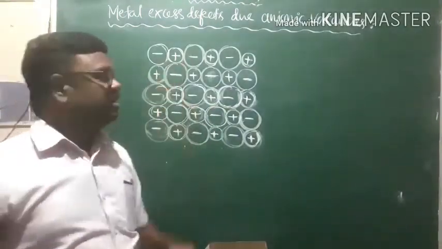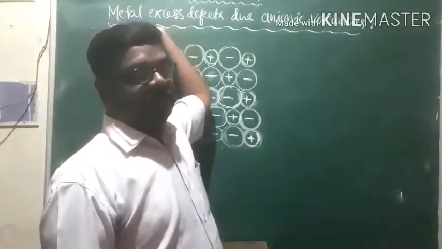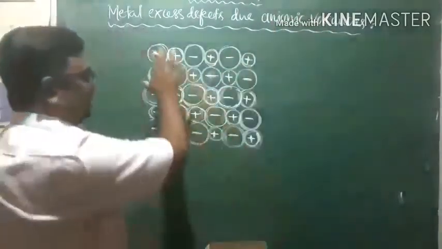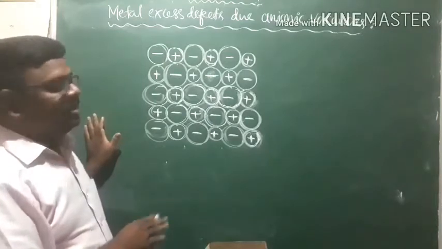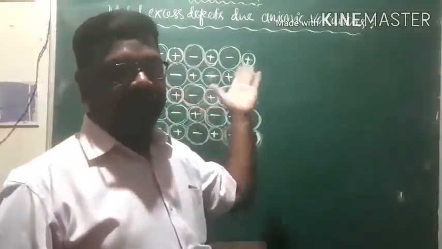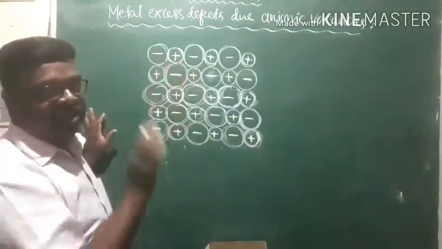Just for convincing purposes in this discussion of metal excess defects due to anionic vacancies, I have selected this lattice of sodium chloride. This is not the exact model of the sodium chloride lattice. Now, this is sodium chloride, containing Na plus ions and Cl minus ions.